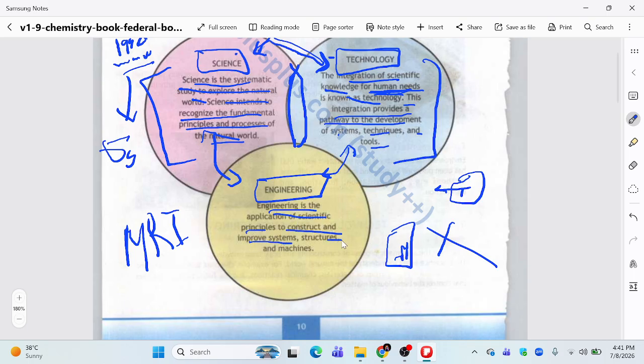Engineering is the application of scientific principles to construct and improve systems, structures, and machines. So what is basically engineering? Engineering is the application. Now remember this: systematic, integration, and application are three different things.